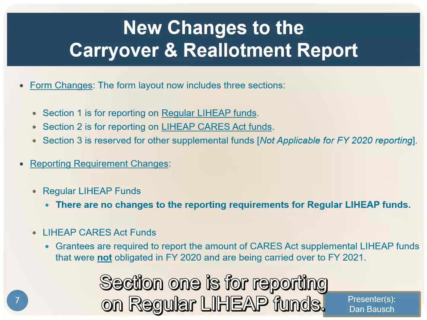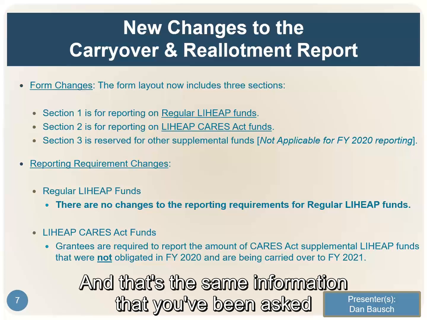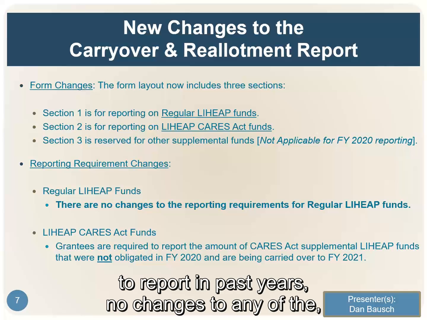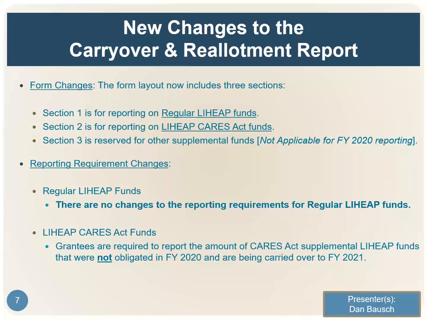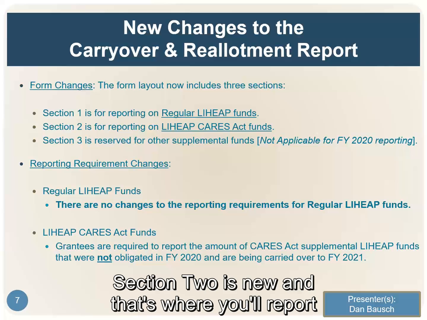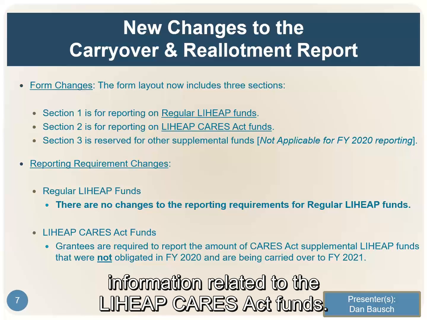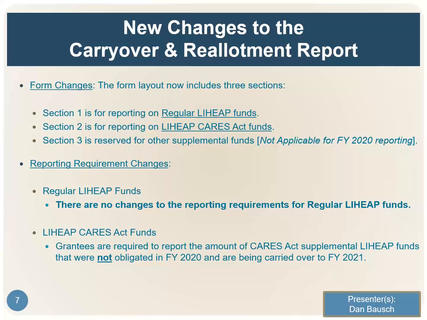Section 1 is for reporting on regular LIHEAP funds, and that's the same information that you've been asked to report in past years. No changes to any of the lines or the requirements in that section. Section 2 is new, and that's where you'll report information related to the LIHEAP CARES Act funds.